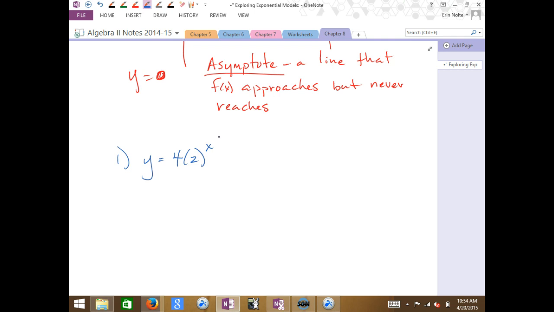On these graphs, this is what I'm looking for. Number 1, I would like you to identify the 2 pieces of the graph. I want you to tell me what the 4 is giving me, what the 2 is giving me, and then you're going to graph it. So what is the 4? The y-intercept. What does the 2 tell me? The growth. Is it a growth or is it a decay? It is bigger than 1, so therefore it is a growth. And that's all I'm going to look at.